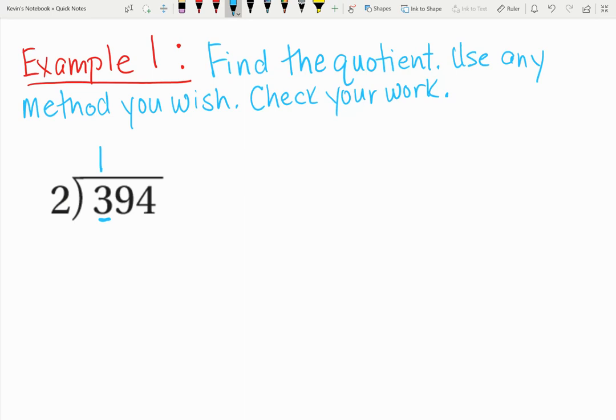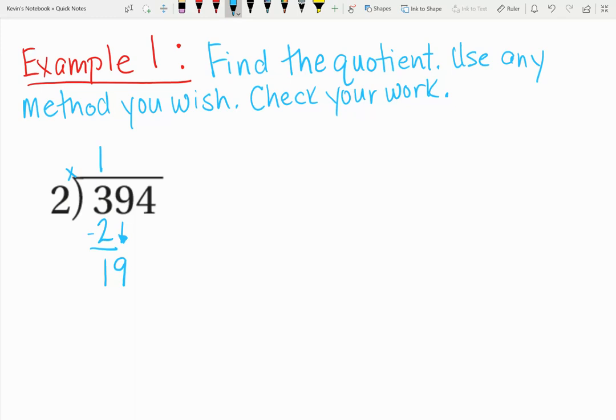The next step is multiply. So I like to put a little multiplication outside the house. So 1 times 2 is 2. And the next step in disco division is subtract. 3 minus 2 is 1. And then the next step is bring down. We're bringing down the 9 in this case.